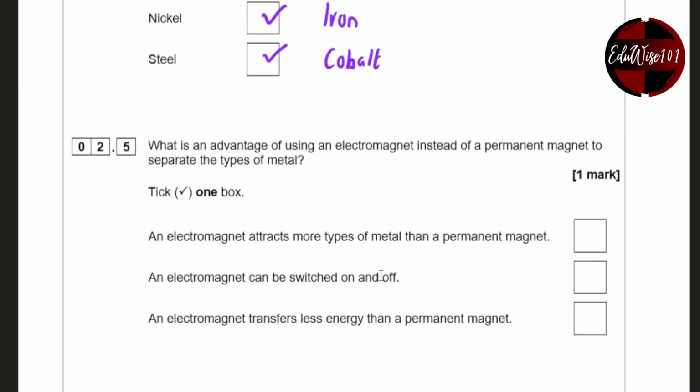What is the advantage of using an electromagnet instead of a permanent magnet to separate the types of metals? An electromagnet only attracts more types of metal than a permanent magnet. That's not true. An electromagnet can be switched on and off. That's true. An electromagnet transfers less energy than a permanent magnet. Not necessarily.